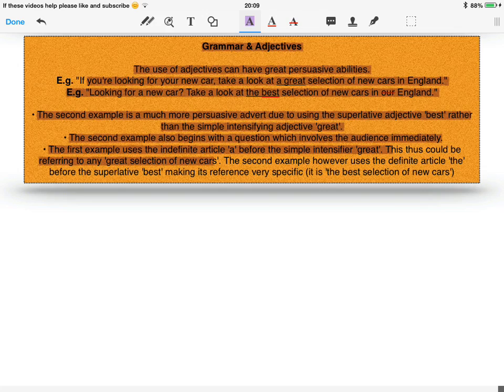Whereas in the second example where it says the best selection of cars, it's using the definite article, and this is making its reference very specific. It's the best selection of new cars. It makes you be able to visualise that, okay, they know exactly what they're talking about. Whereas the first one, it's a bit vague, and that's the sort of thing you would spot in the exam.